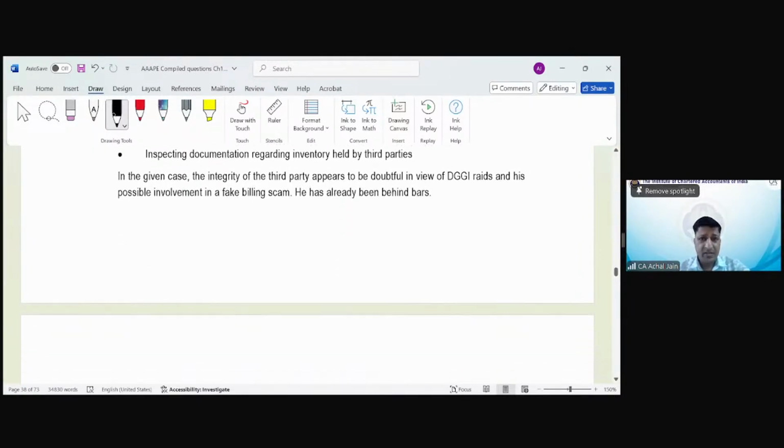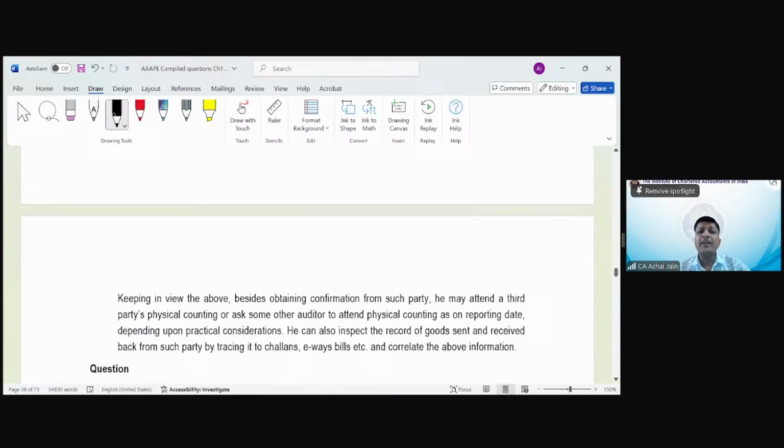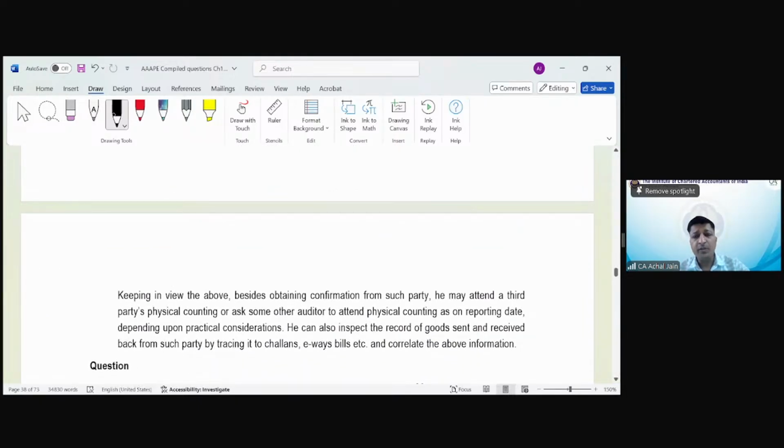In the given case, the integrity of the third party is a question mark. Right? Yes, sir, it's questionable now. Correct? So of course, auditor can obtain the confirmation. He should obtain the confirmation, because anyways the third party has to confirm. He should also consider attending that physical verification himself. Like he'll do for the inventory lying at the premises of the management, he can always ask the management that I want to go there and verify that, and the management will have to get that arranged.